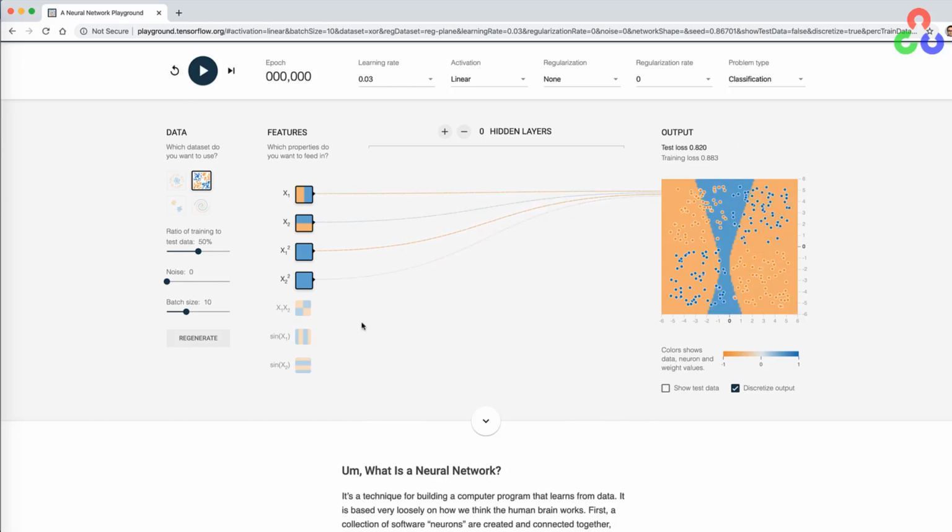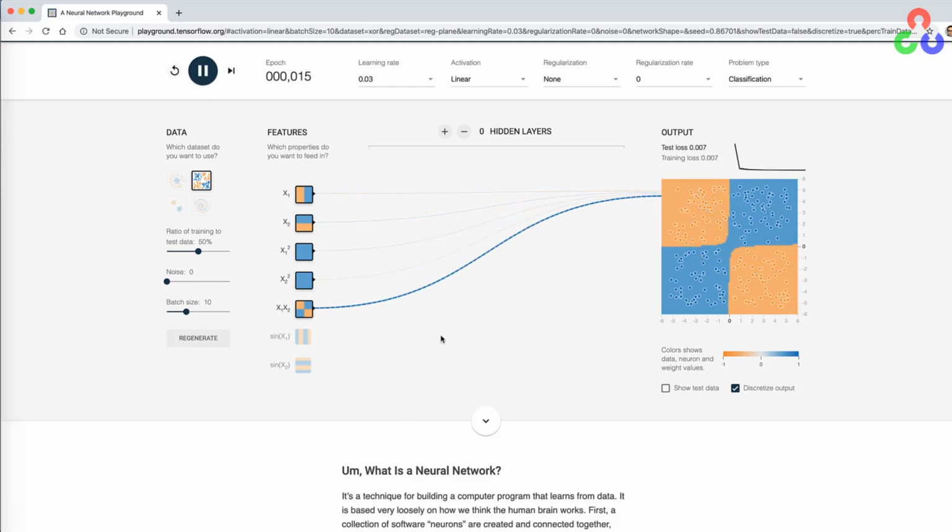Let's reset this and add another feature. So we added another feature, we reset the simulation, and we start again. Beautiful. This actually separates the two classes. However, look at the effort we went through. We actually had to have an intuition what kind of features are going to be useful.